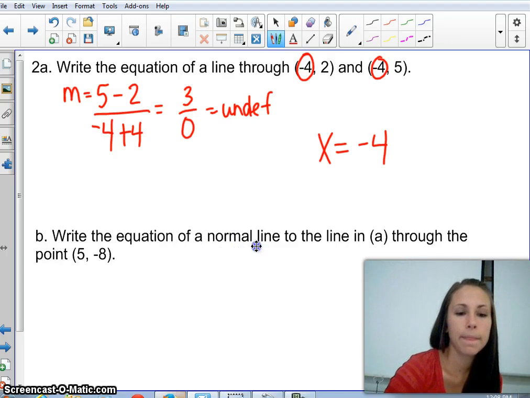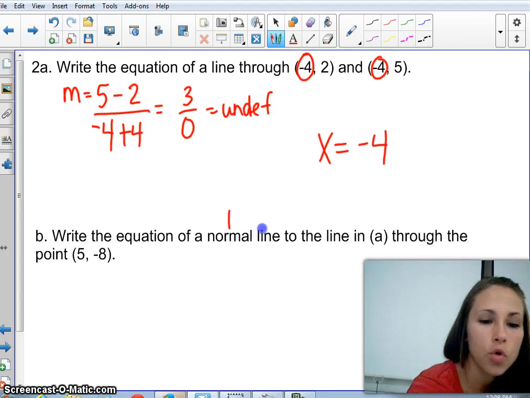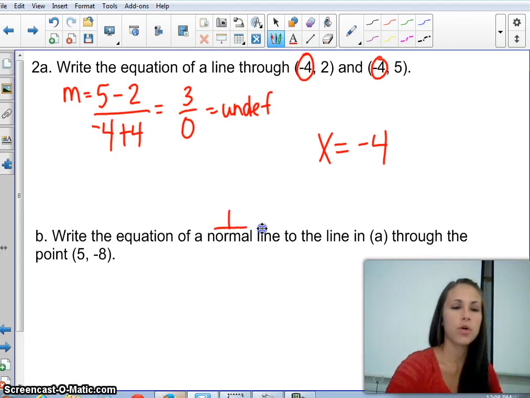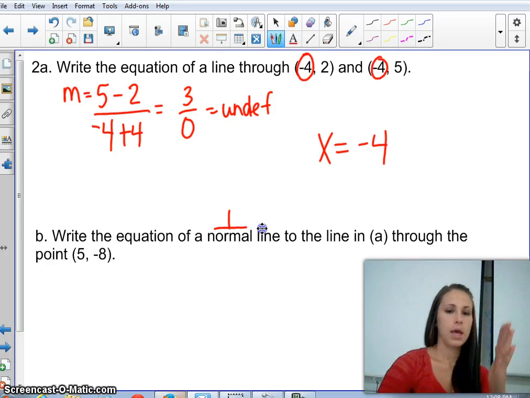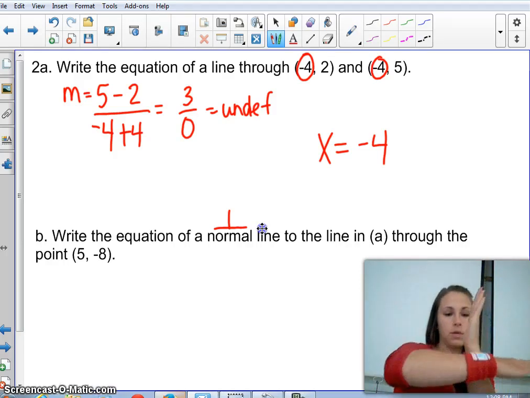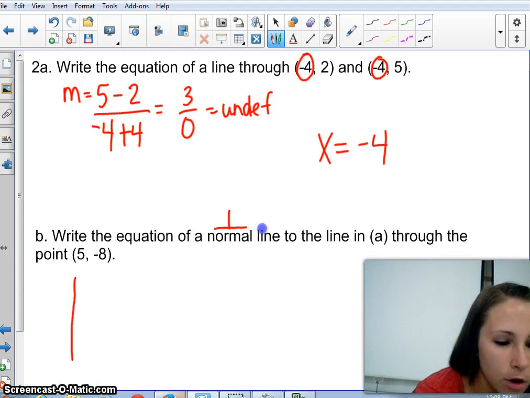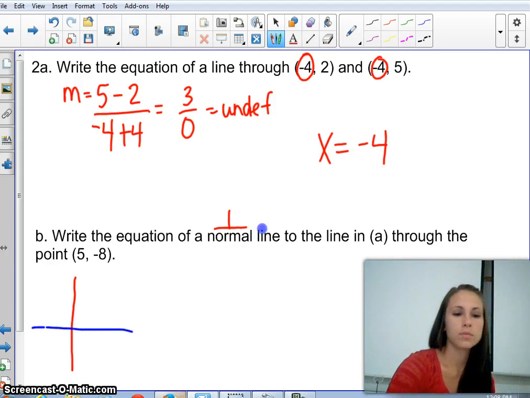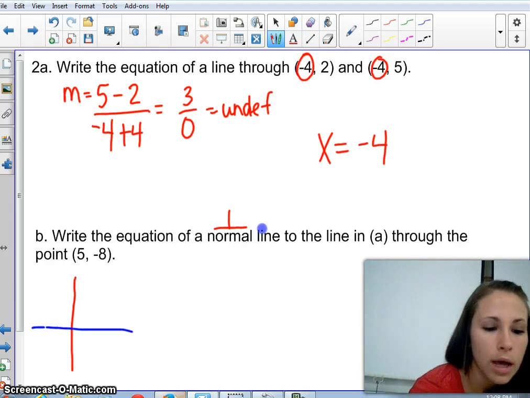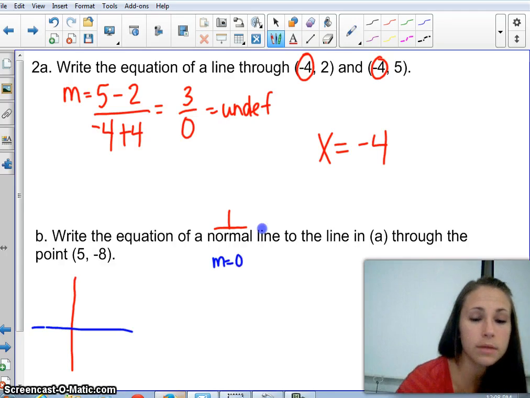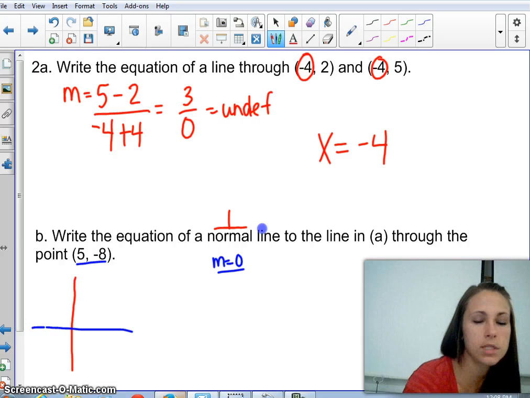Now, I want the equation of a normal line. And so a normal line is just a perpendicular line, so if I have a vertical line and I want a normal line, it would have to be like this. It would have to be a horizontal line, okay? So if here's my vertical line, a normal line would have to be horizontal. So I want a horizontal line. I know if I have a horizontal line, the slope is 0, okay? So slope is 0.